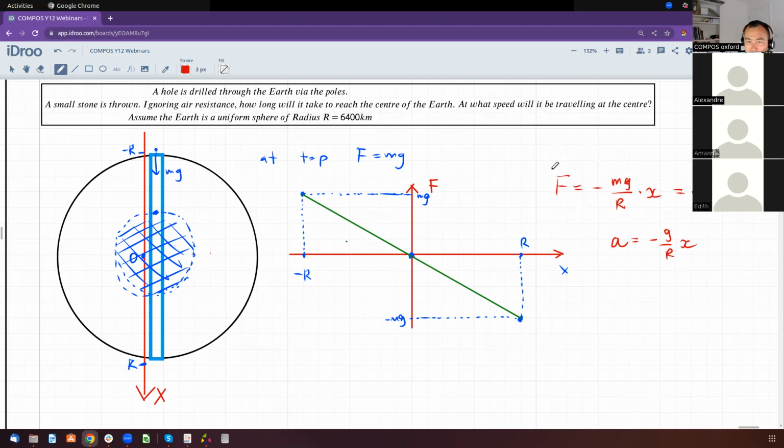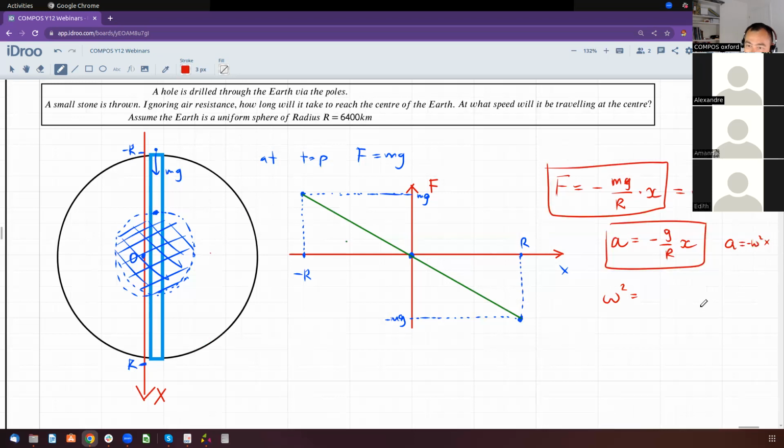Do you all understand where I got this from? I found the gradient of the line. So this is a straight line with gradient minus mg over r, and I found the straight line ma, so I found this equation. Because I'm comparing it to a equals minus omega squared x, omega squared is g over r.